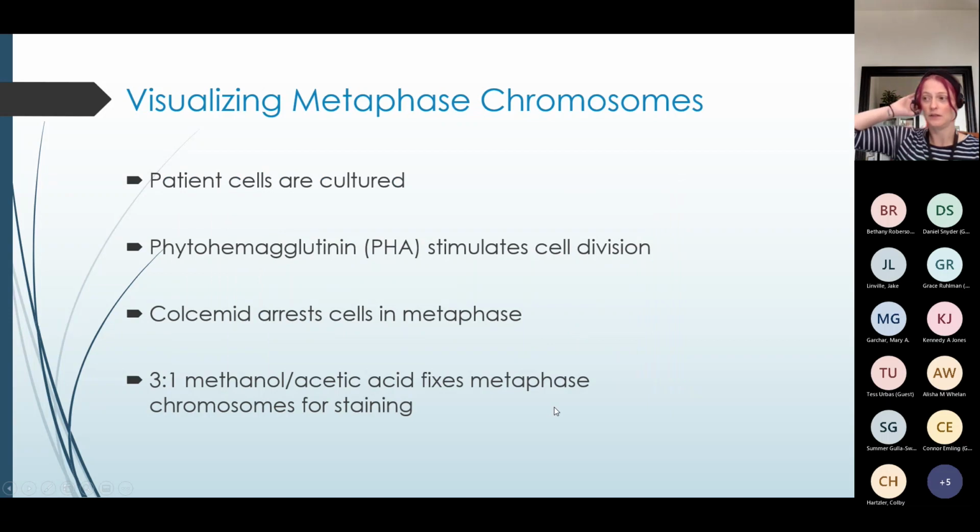So, visualizing metaphase chromosomes. Metaphase, who can remember what metaphase is? Back to mitosis. What happens during metaphase?